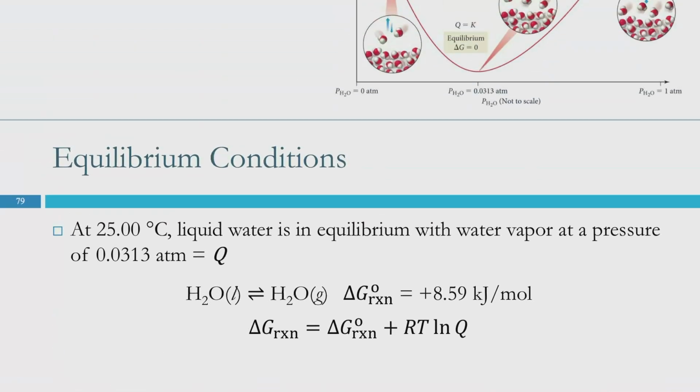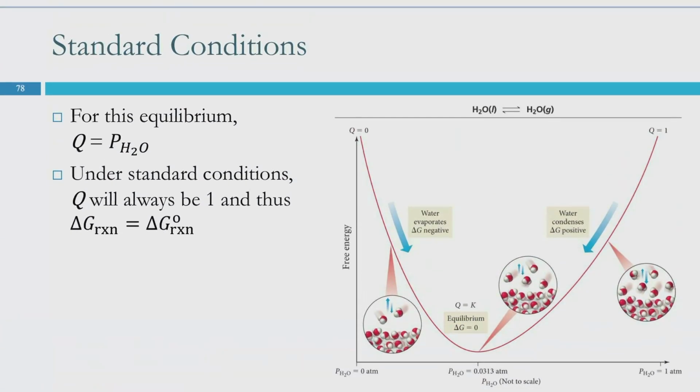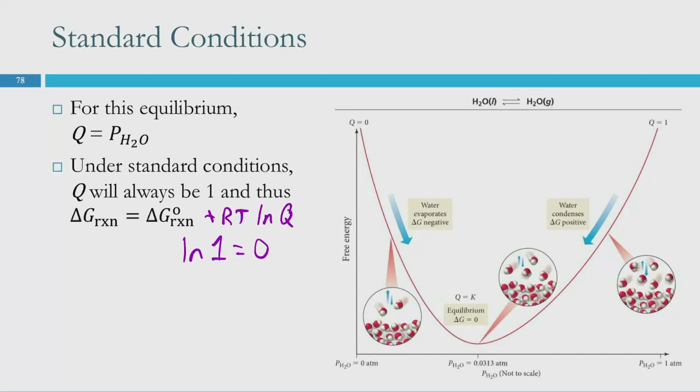The reason on this previous slide that these two terms are the same is because we have plus RT ln Q, and the natural log of 1 is 0, so that disappears this purple term. That's how we get to that.